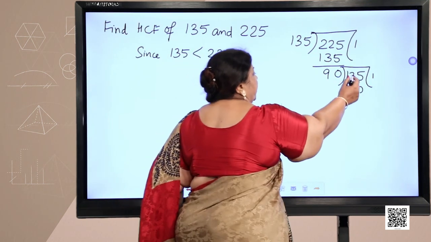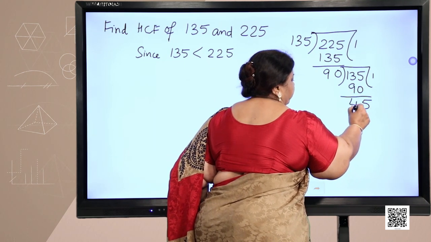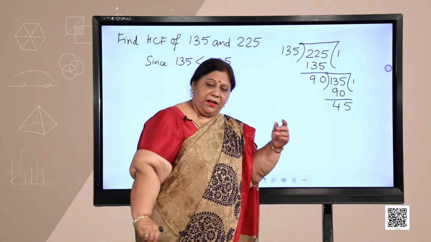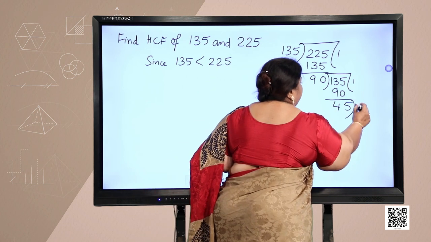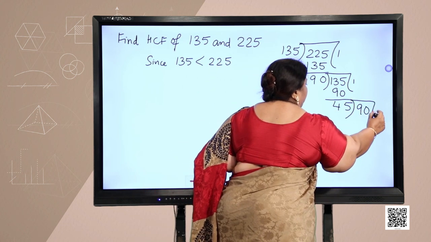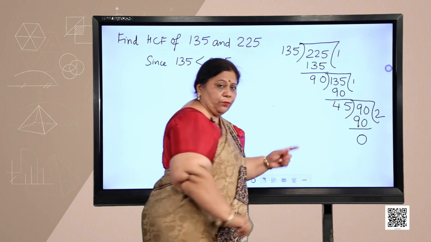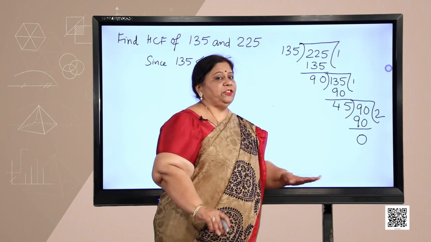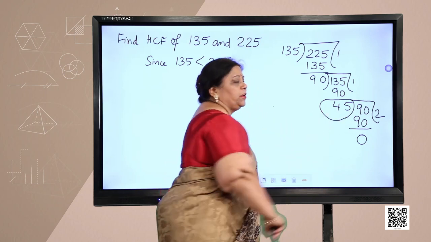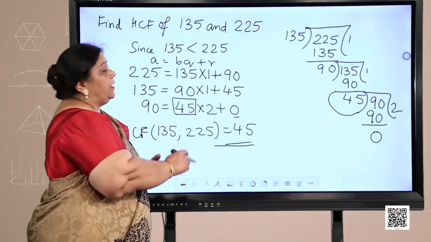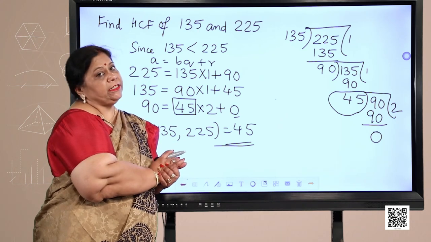We will again take 135 and divide it and we get 45 as the remainder. Because the remainder is not 0, again we will continue the process and we will divide 90 with 45. And what do we notice? Yes, now we get the remainder as 0. As we get 0, the division stops here and the last divisor, that means the divisor at this stage, becomes the highest common factor. Let us see how we can calculate highest common factor using Euclid's division lemma.